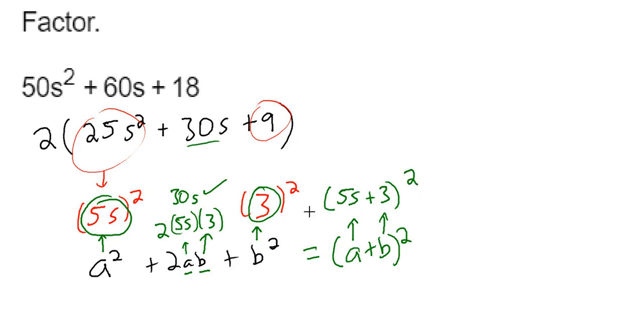And then, as always, just like we've seen in all the previous sections, if you have a common factor, make sure you copy that over to your final answer. So we have a 2 as a common factor that should go in front of that. All right.